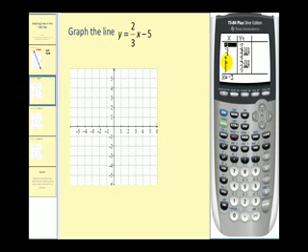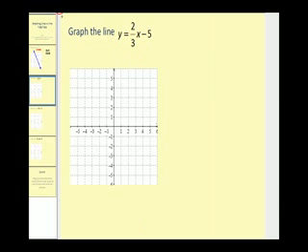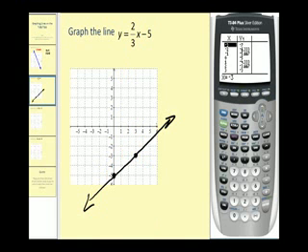So let's use the points 0, -5, and 3, -3. Here's 0, -5, and 3, -3 would be here. Our line passes through these 2 points. And again, just to verify, we have a y-intercept of -5. Our slope is 2/3, so if we go up 2, right 3, there's our second point. And then just to verify, if we press graph again, our line matches the line on the screen.